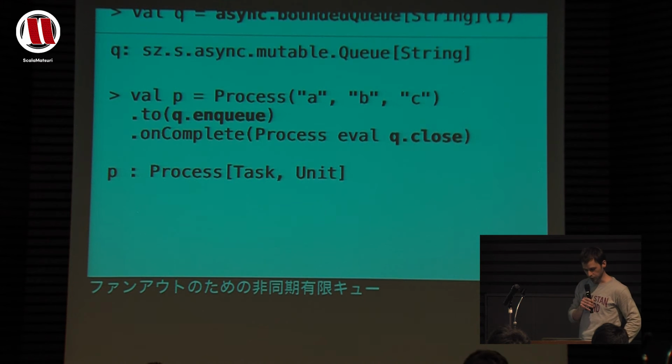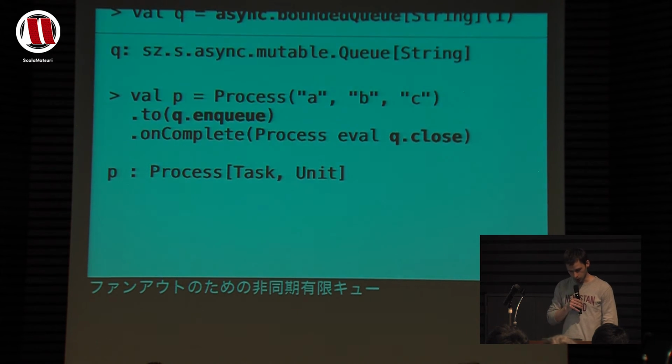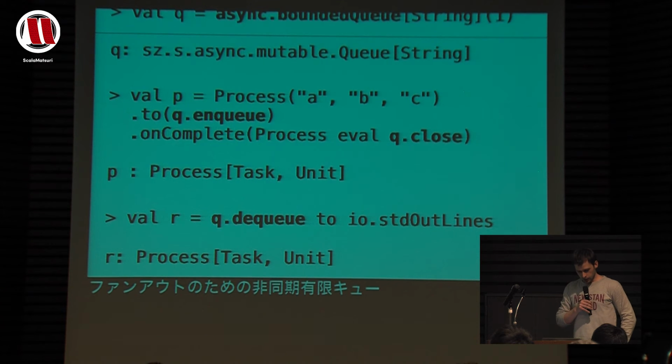for demonstration purposes. So by enqueuing, we add one element after the other from this producing process, and at the end of the process, to signal the downstream processes that the queue is actually finished, we have to close it.